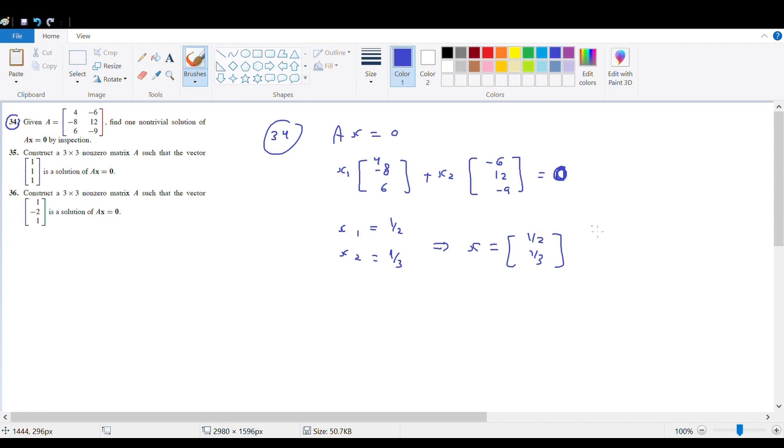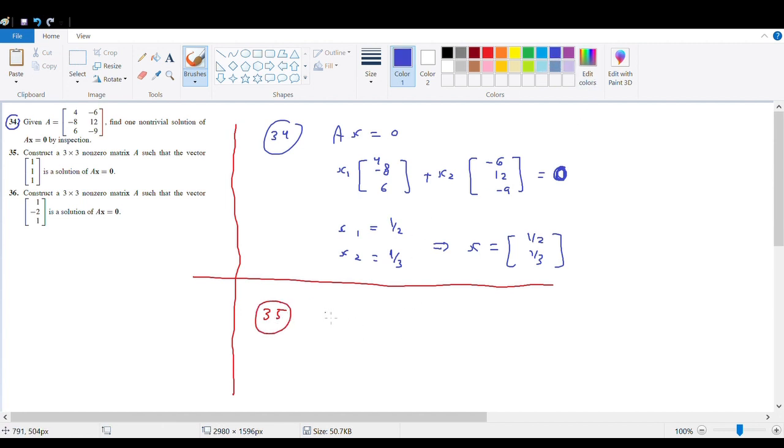Now for 35, construct a 3 by 3 matrix which is non-zero, such that the vector 1, 1, 1 is a solution of Ax equal to 0. So for 35, we need a 3 by 3 matrix such that when we multiply it by 1, 1, 1, the result should be equal to 0, 0, 0.